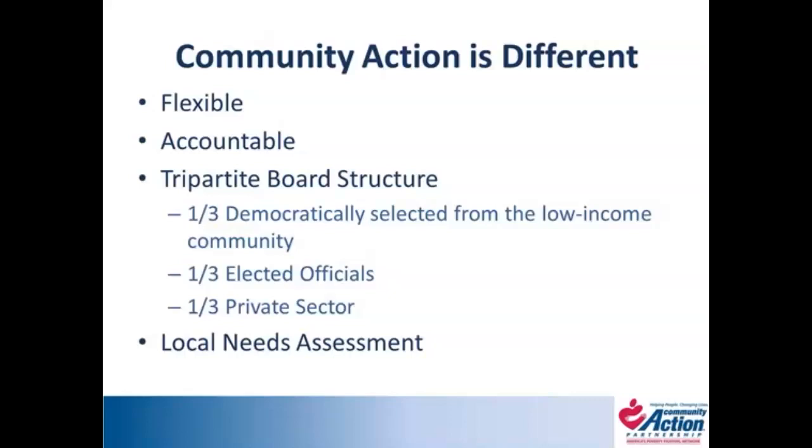We talked a little bit about tripartite. I mentioned the one-third are democratically selected from low-income communities. One-third are also from the elected officials, because every part of our community needs to be fighting to end poverty. Elected officials are already selected by the community, which adds a deeper level of community engagement in our governance structure. And one-third of our boards are from the private sector, like other nonprofits.